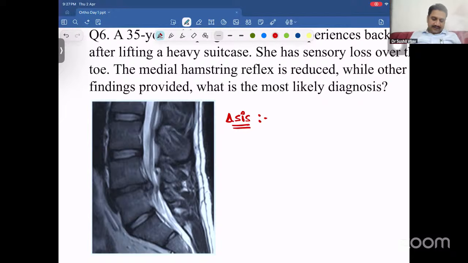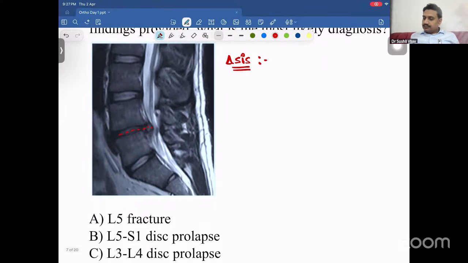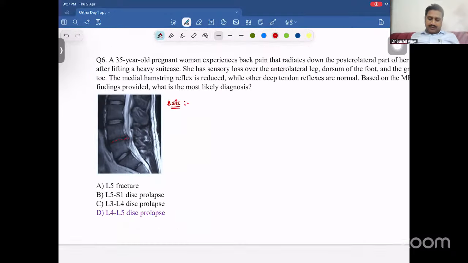It is disc prolapse, right? You all can see the disc getting out here. Okay. So this is disc prolapse only, right? राइट. ओके. सो डिस्क प्रोलैप्स है, ये तो आप पहचान ही लोगे.